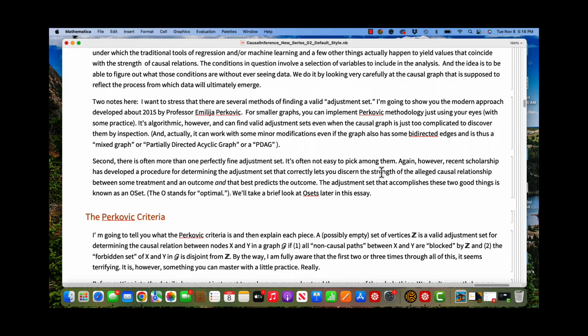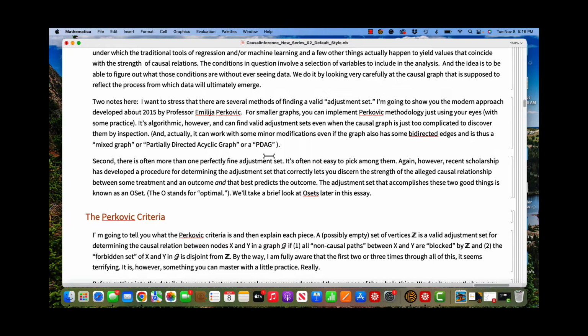Okay, so there are a number of ways of doing this. I am going to give you what I think is the modern approach. It's from Professor Emilia Perkovich. And the nice thing about it is once you practice, for modestly sized graphs, you can actually do it with your eyes. And if you have a computer and computer language, then you can do it algorithmically.